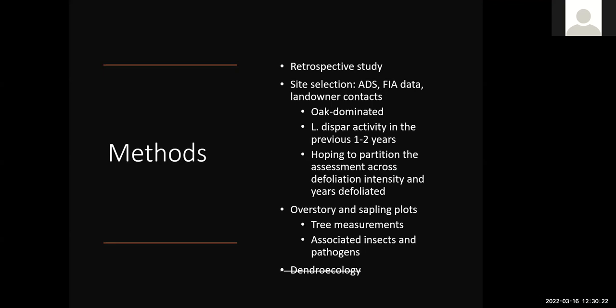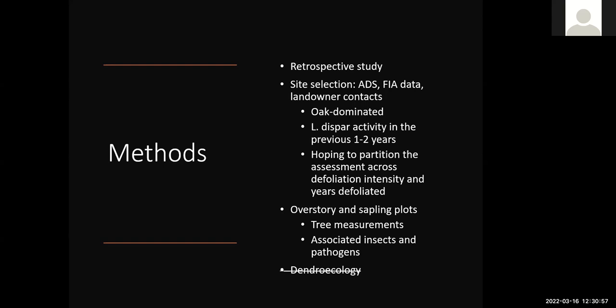So in terms of methods, this was a retrospective study, and there are inherent limitations in that. I'll talk more about those in a second. We were entering the stand a year or two after defoliation had ended, and it would have been great to have a permanent plot system or some information of what was going on directly in the stands we were sampling during the defoliation events. That's a weakness to our study.